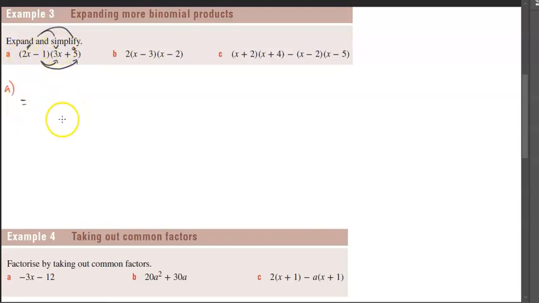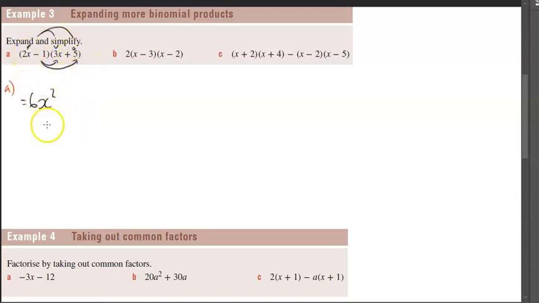2x times 3x is 6x squared. Now remember, you were multiplying time and time again. I see people putting 5x squared because they think they have to add 2 and 3. It's a multiplication. So it's 2 times 3, which is 6, and then the x squared.